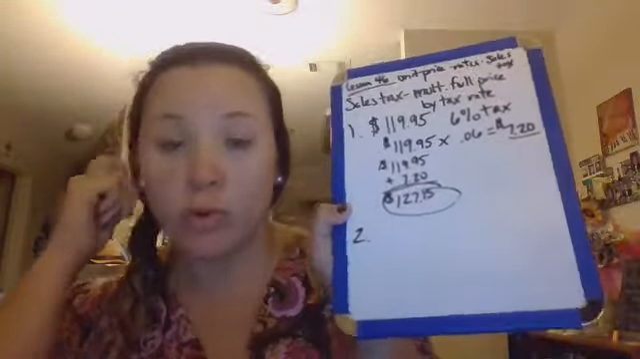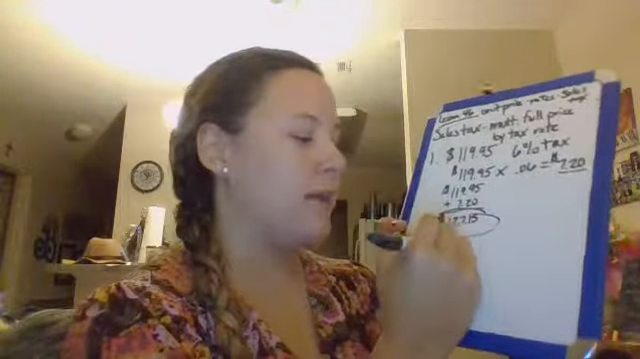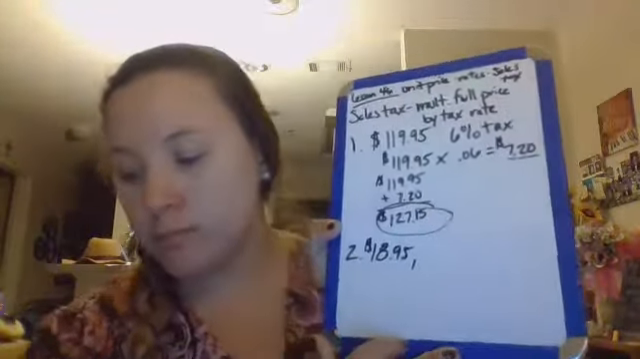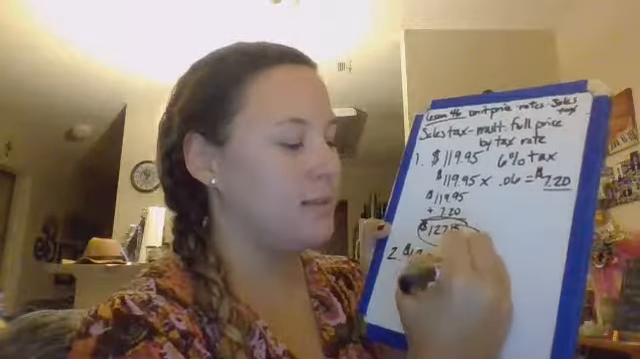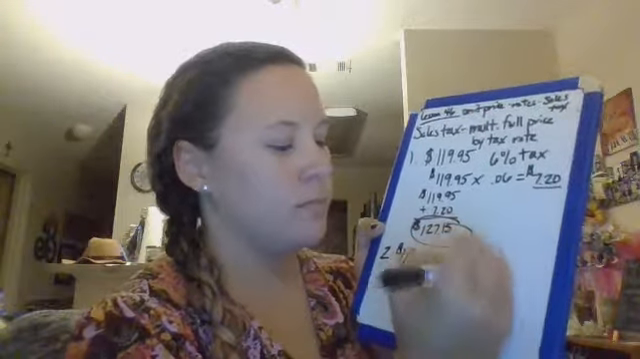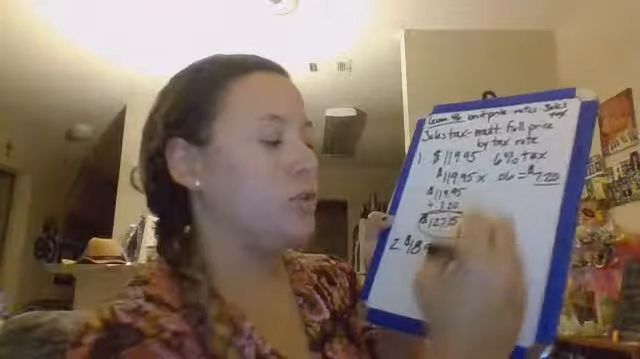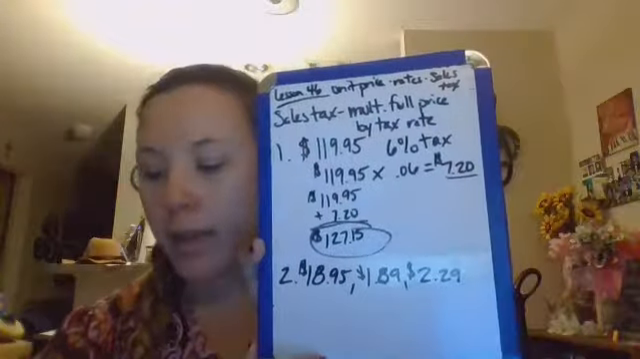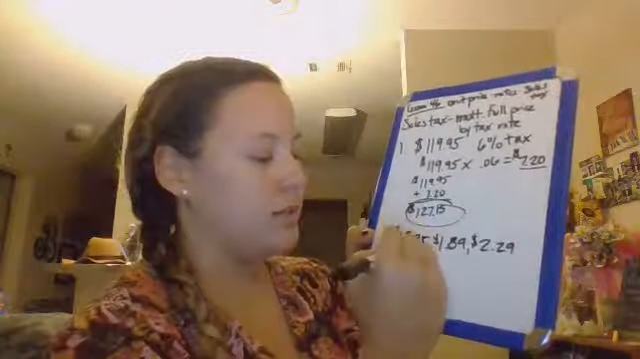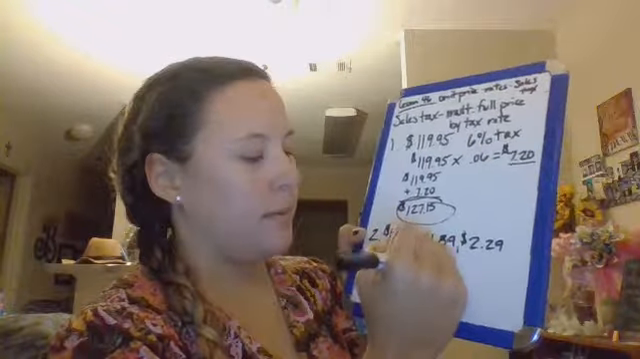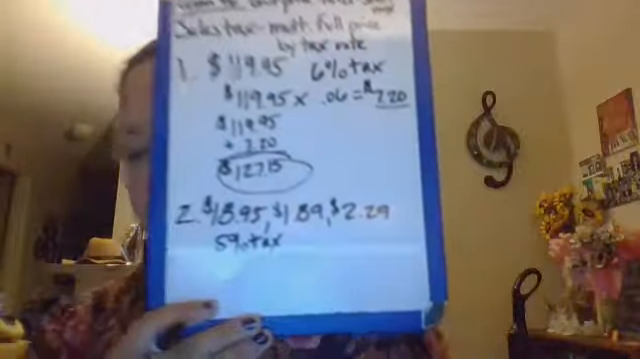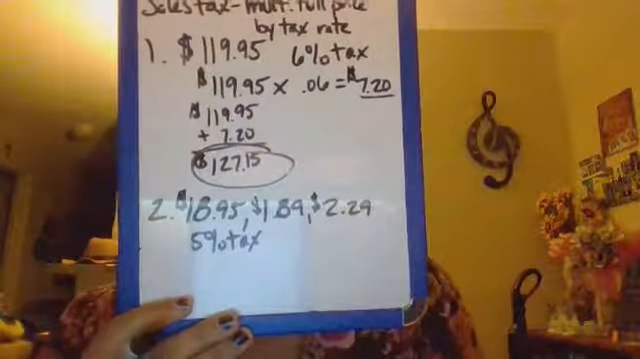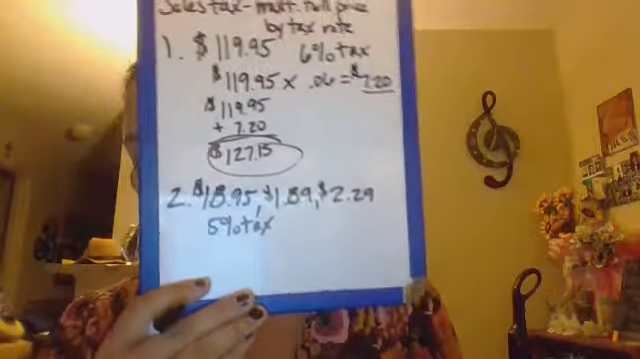So this time we're going to go to the store and we're going to buy something for $18.95. Something else for $1.89. And one more item for $2.29. And this time the sales tax is 5%. So we have $18.95, $1.89, and $2.29. So we need to figure out how much we're going to spend.